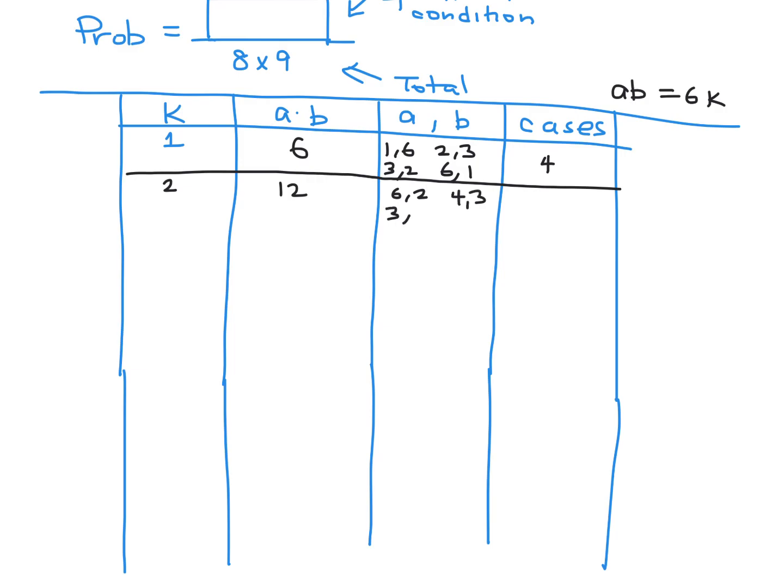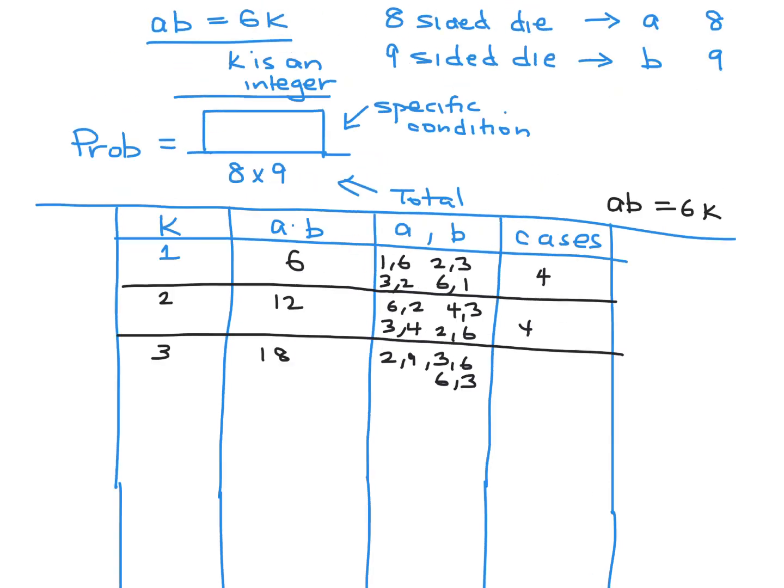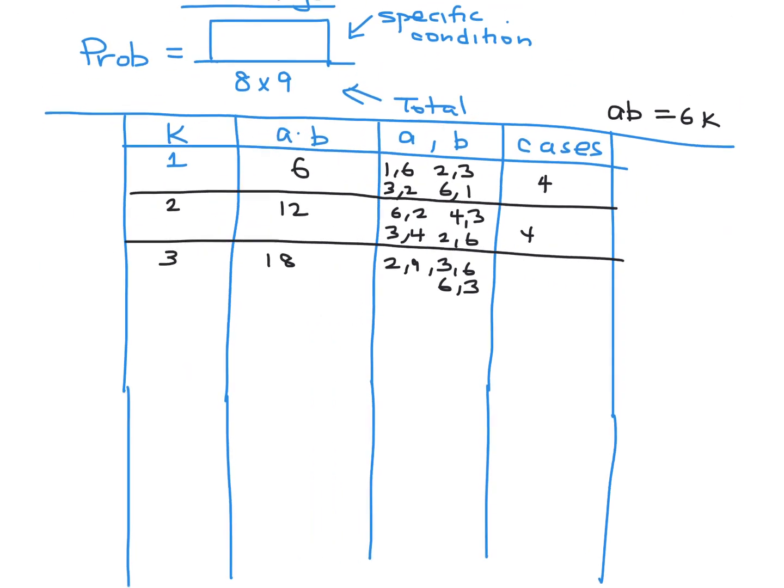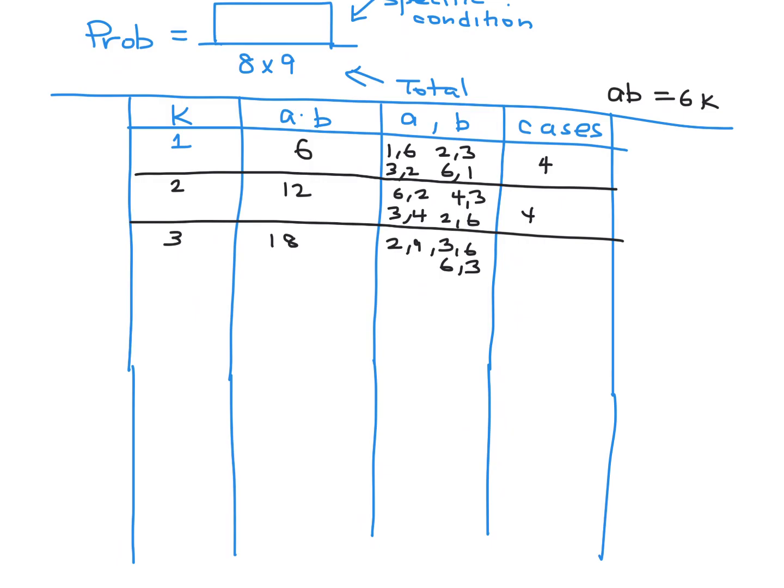So (3, 4) and (2, 6). So this is 4. So far we got those. If K is 3, this is 18: (2, 9), (3, 6), and (6, 3). Now keep in mind you can't do (9, 2) because the first die only goes up to 8. So just be careful there. Some of you might be tempted to put a (9, 2). Since this was (2, 9), that's only 3 there.